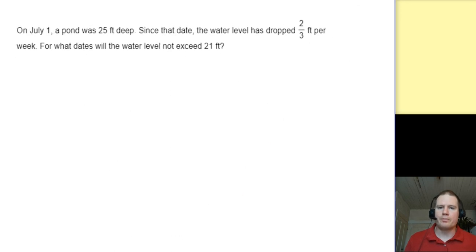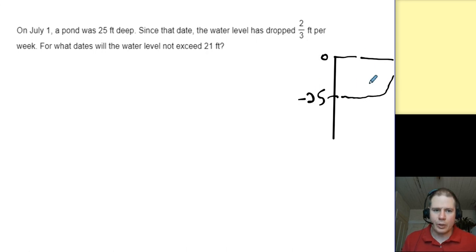All right, let's try a different one. On July 1st, a pond was 25 feet deep. Since that date, the water level has dropped 2/3 of a foot per week. All right, whenever we're talking about physical movement, I love drawing a picture, right? The pond was 25 feet deep, so I've got 25 feet below, I guess, the surface of the water. So I've got the water here, the pond is going down here, here's the bottom of the pond. All right, I've got the fish swimming in there. Since that date, the water level has dropped 2/3 of a foot per week.